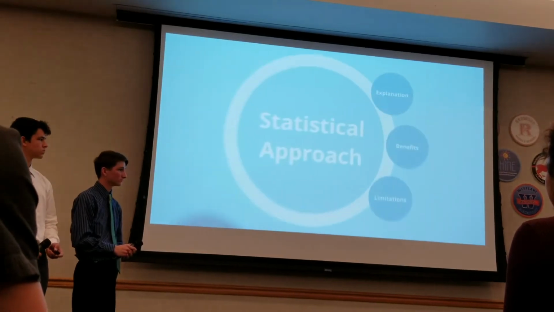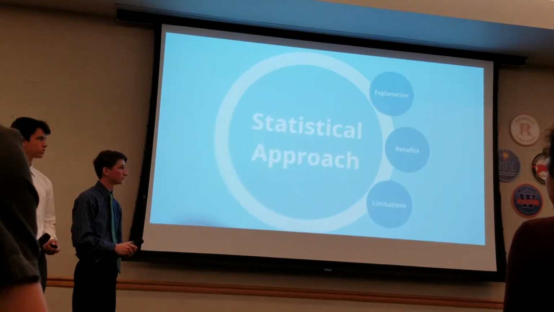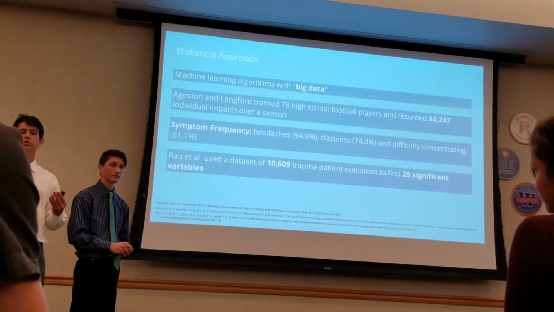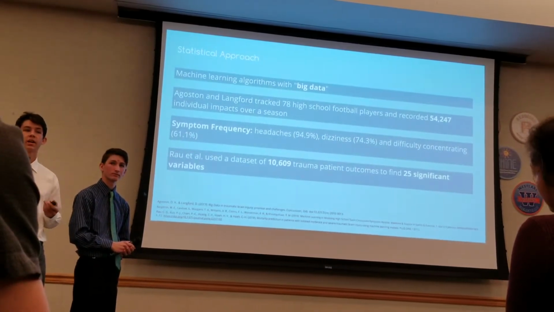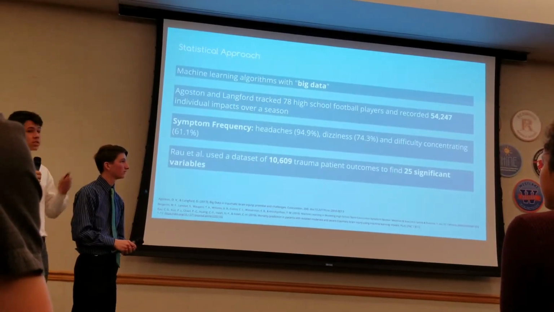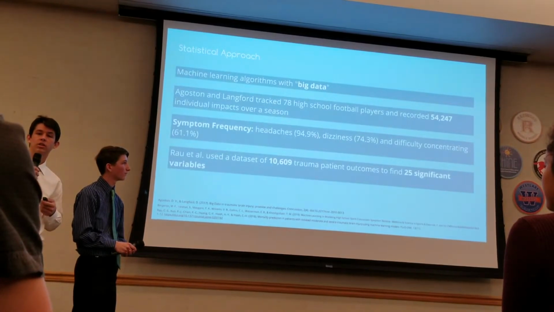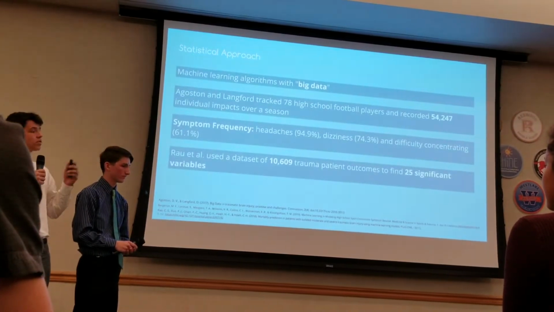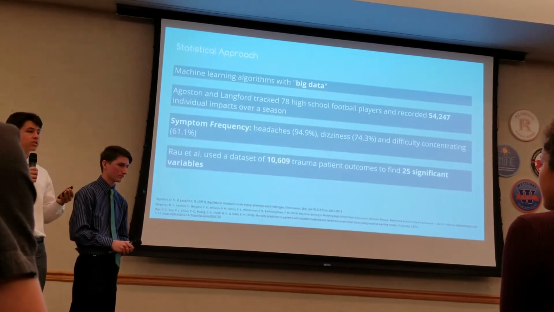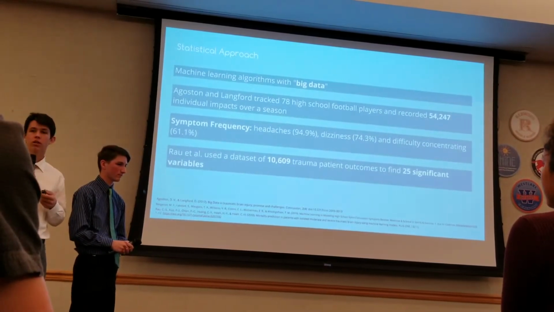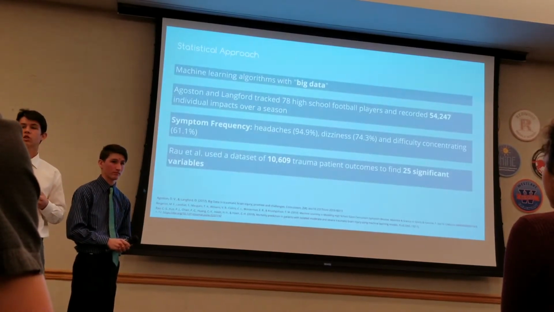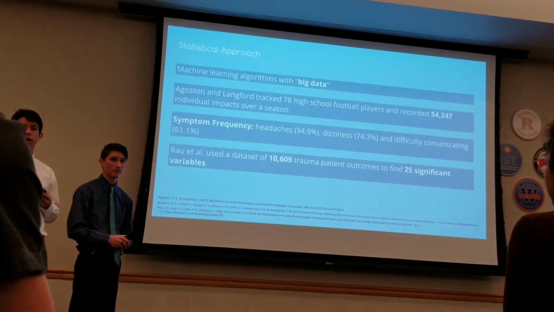The last thing we will be talking about is the statistical approach. And so now statistical approach is essentially using machine learning algorithms with big data. So now an example of big data to prove what it actually means. For example, in a study conducted by the University of Vienna, 78 high school athletes were observed, and within that, they basically found 54,247 individual observations.